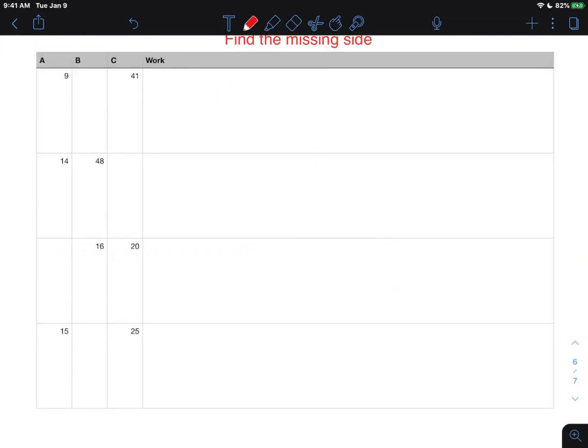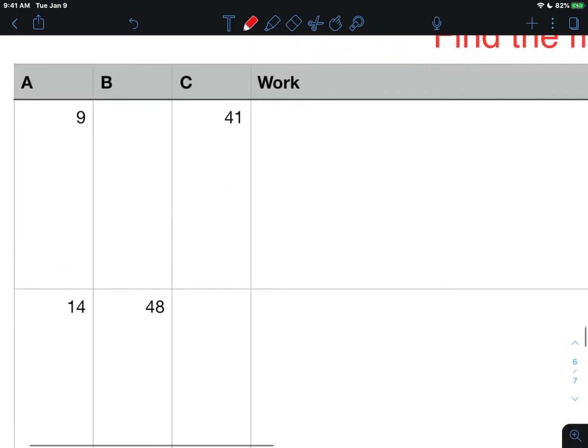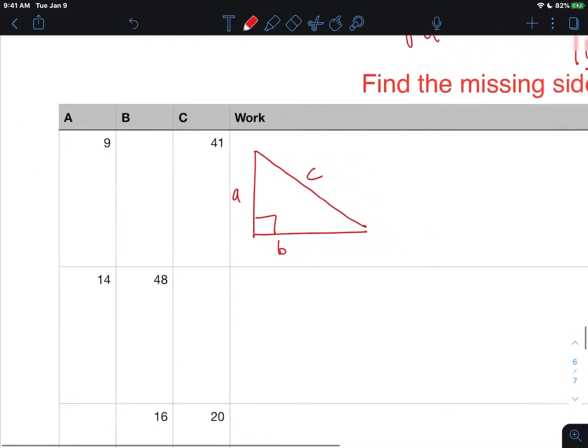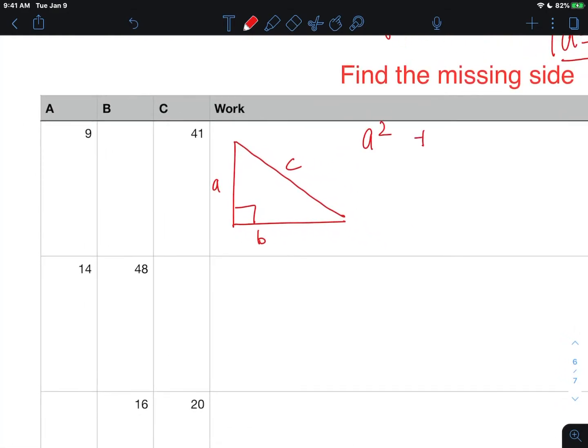All right, so let's move on to the next one. So I'm going to first draw my triangle, B, C. I'm going to also write out my formula.